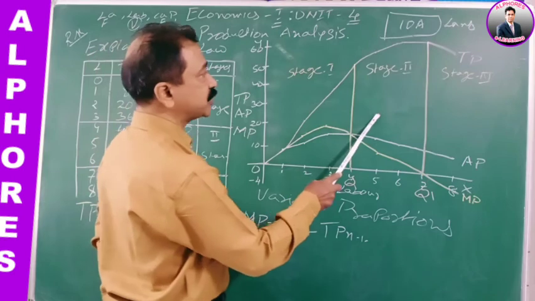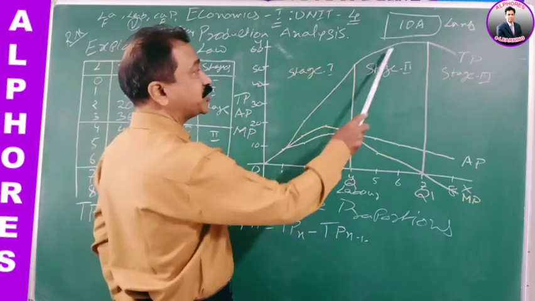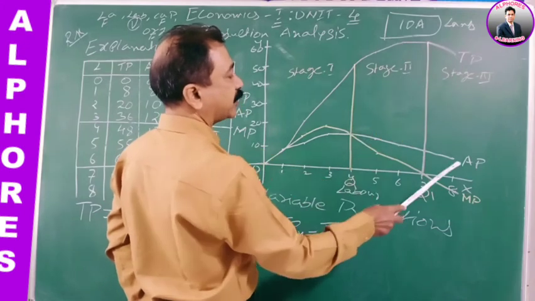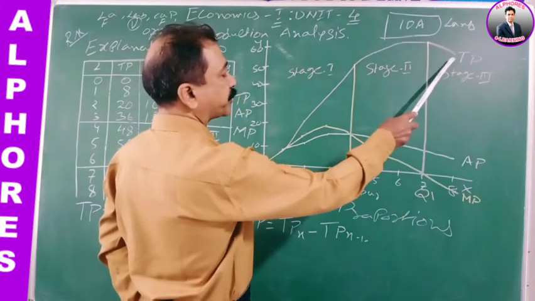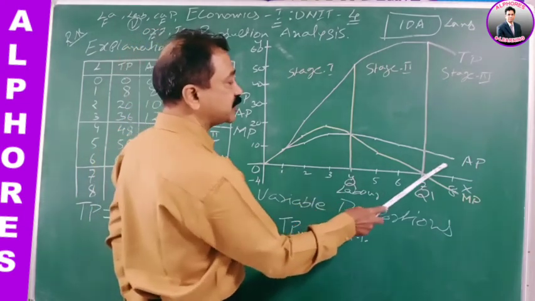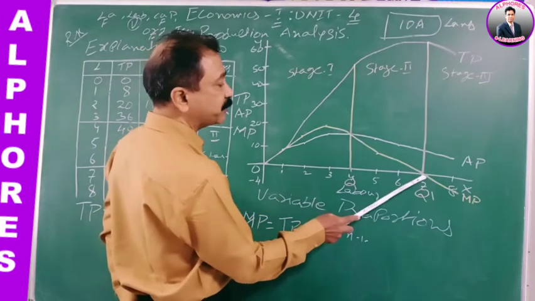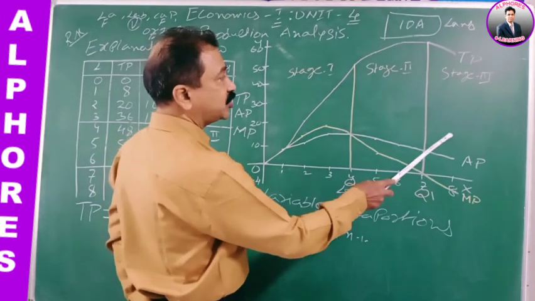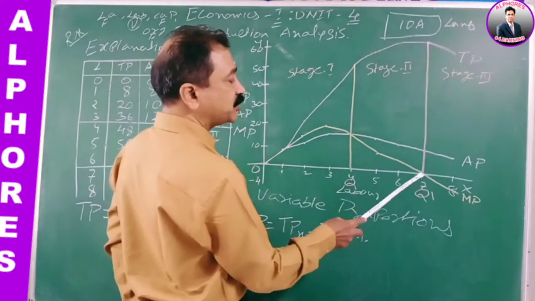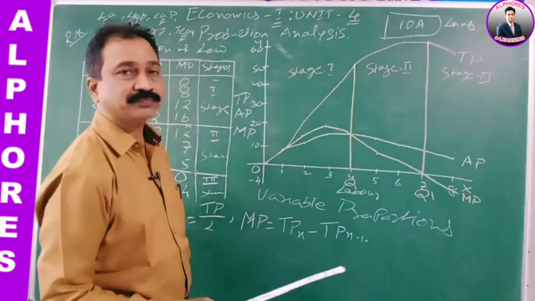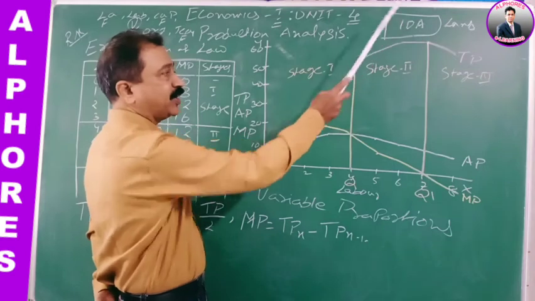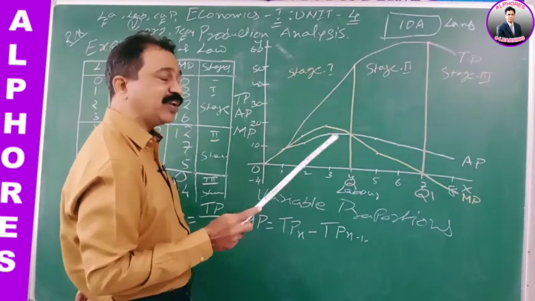In the second stage, total product is increasing but at a diminishing level, and it becomes constant, and total product decreased there with the 8th labor. And from the 4th to 7th labor, you can see average product decreasing, marginal product totally decreased and became 0. And in the third stage, total product decreased, average product decreasing, marginal product became negative. Because this piece of land has a limitation. The technology has a limitation.